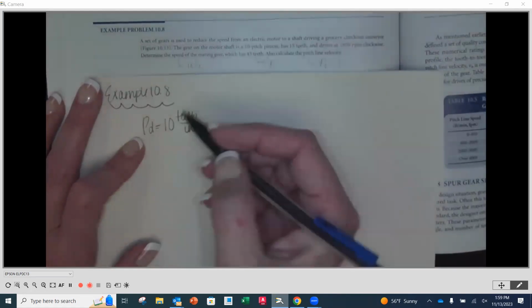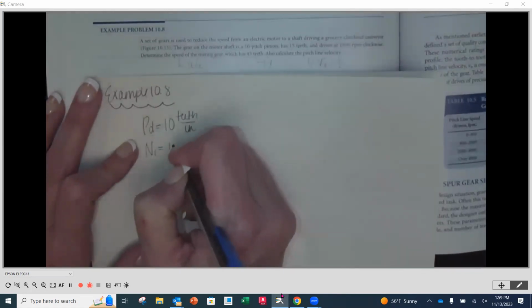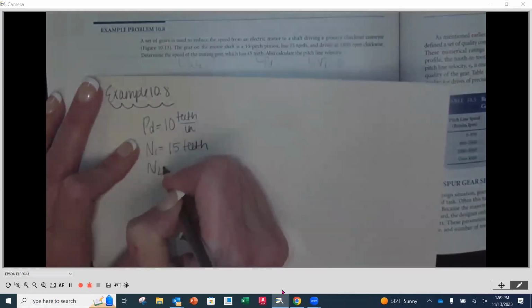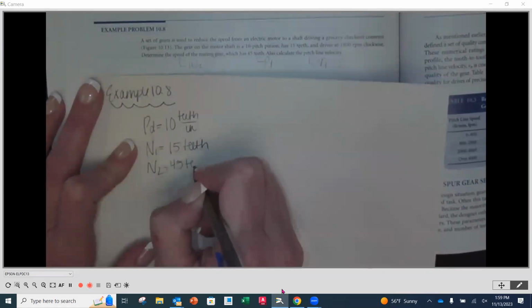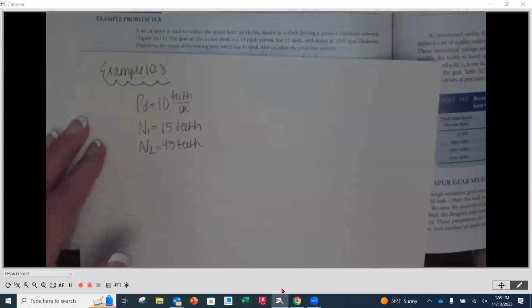We also know that the number of teeth on our pinion is 15. We know that the number of teeth on our gear is 45. Before we go any further, as you look at these two numbers, what do you anticipate our velocity ratio to be? How many times does that pinion have to go around to get the gear to go around once? Number 3 again, right? Number 3 is coming up.